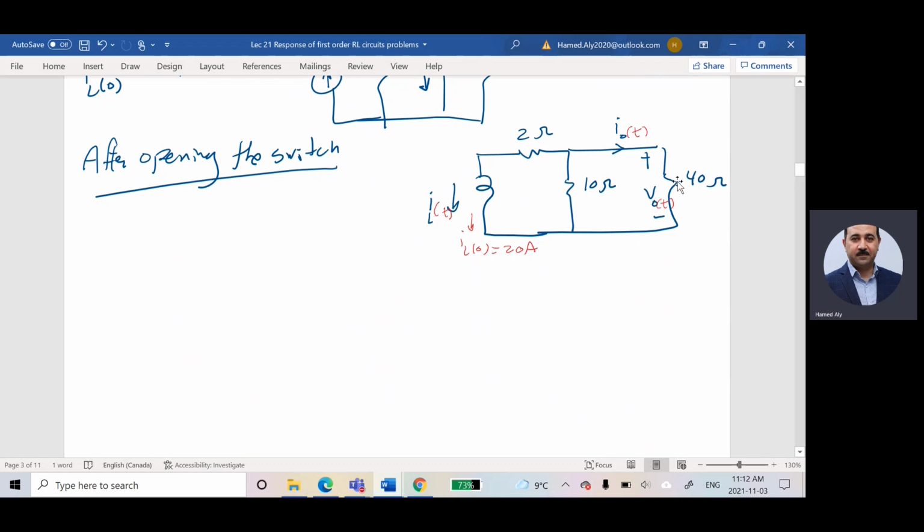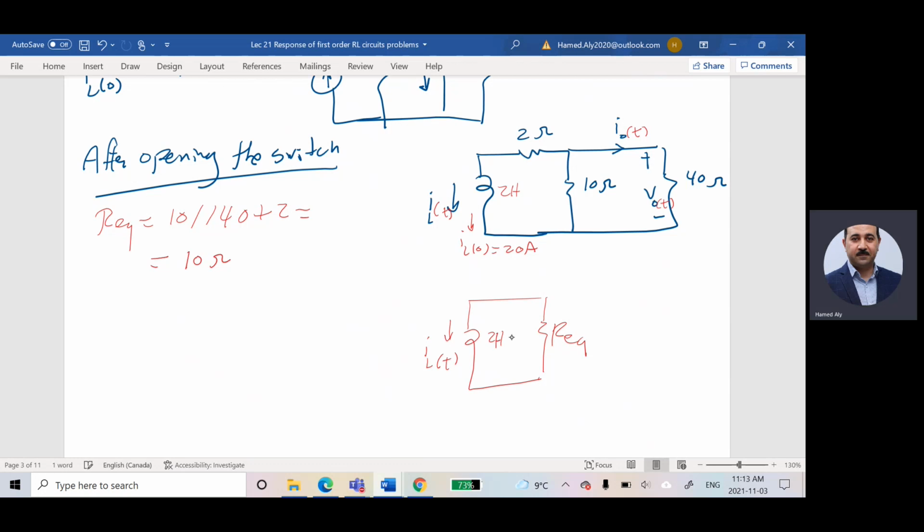So R total here, these two are connected in parallel. The overall is connected in series with 2. So the first step for solving such a problem after opening the switch is to calculate R equivalent, which is 10 parallel with 40 plus 2. This guy, if you try to calculate it, it is equal to 10 ohms. So based on that, I can redraw my circuit like that. This guy is R equivalent, and this guy is IL of T. And what is the inductance? It is 2 Henry.